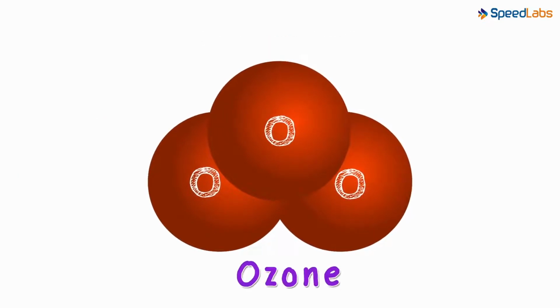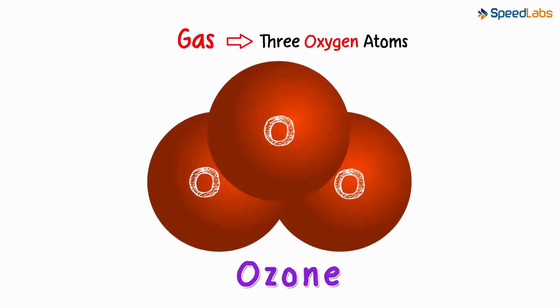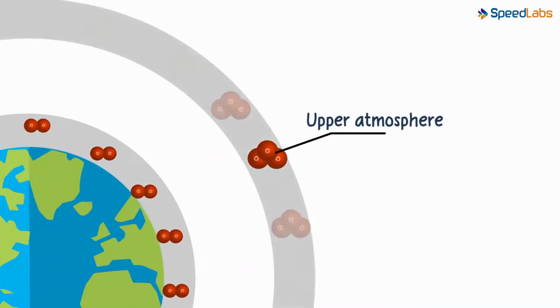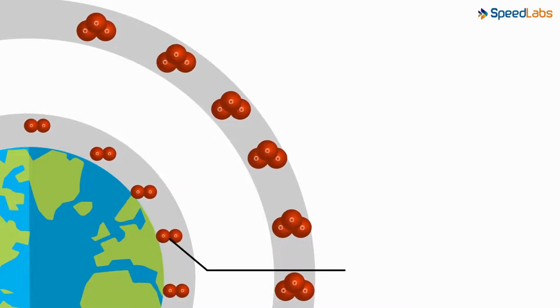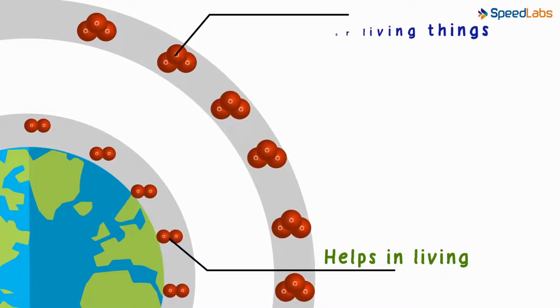It is called ozone. Yes, it is a gas made up of three oxygen atoms and it occurs naturally in the upper atmosphere. And it may surprise you to know that two atoms of oxygen combined to help us live, but three atoms of oxygen combined can be harmful for humans.